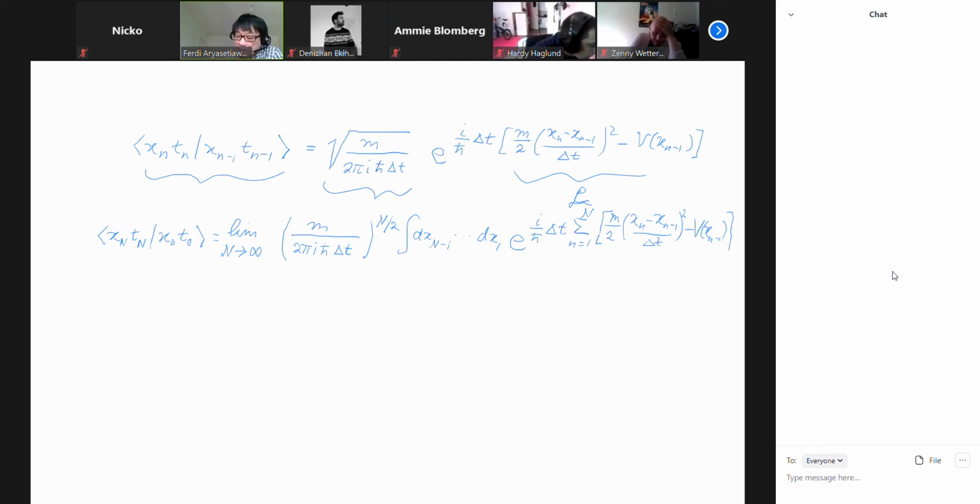So the potential is calculated at x n minus 1, but we could have taken the average, because you can act to the left or to the right, so it's not so important. After all, we will let delta t go to 0 in the end. So this integral is sometimes written in a shorthand in this way, just a shorthand.